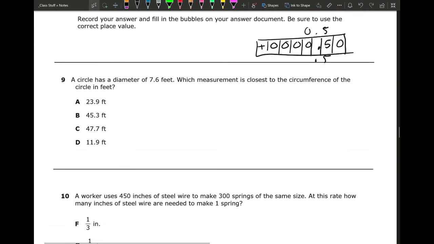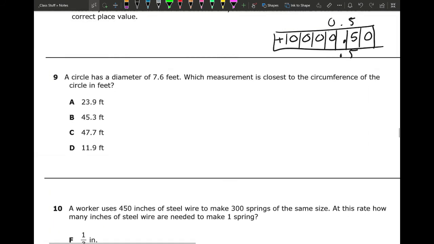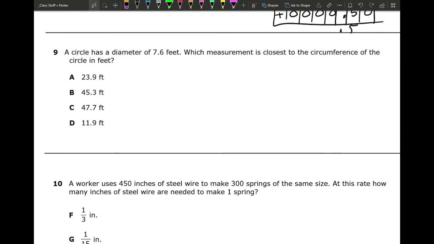Number 9. A circle has a diameter. Before we talk about circles, I have a full playlist about circles. You can also find them on the areas of composite figures playlist, and also on the circles playlist. So, a circle has a diameter of 7.5 feet. Which measurement is closest to the circumference in feet?